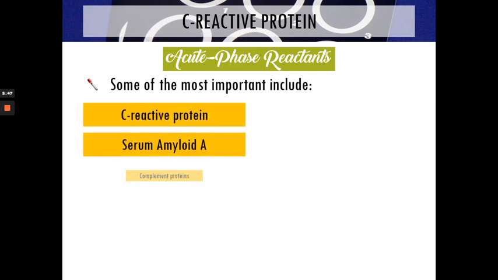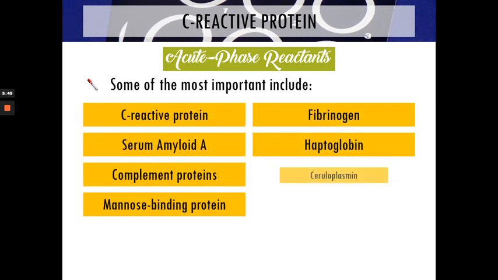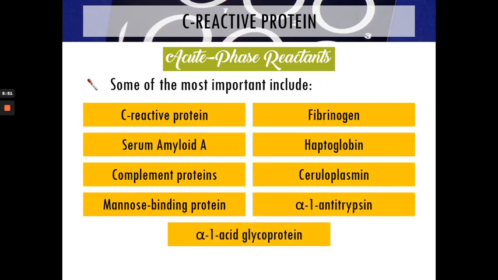Now, what are some of the acute phase reactants that are really important? Here they are. You have the CRP, or C-reactive protein. You have the serum amyloid A, the complement proteins, the proteins found in your complement system; we'll have another discussion on that. You have the mannose binding protein, MBP. You have fibrinogen. You have haptoglobin. You have ceruloplasmin. You have alpha-1 antitrypsin, and lastly, alpha-1 acid glycoprotein.